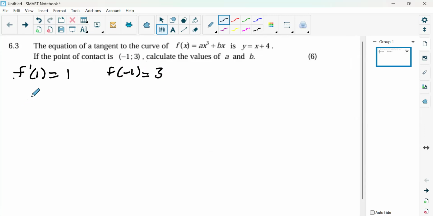We are looking for f of -1 from the curve. So from the curve, we have f of -1. It means everywhere we see x, we're going to put -1. So what do we have now? We are going to have a, open bracket, -1 to the power of 3, plus b, open bracket, -1.